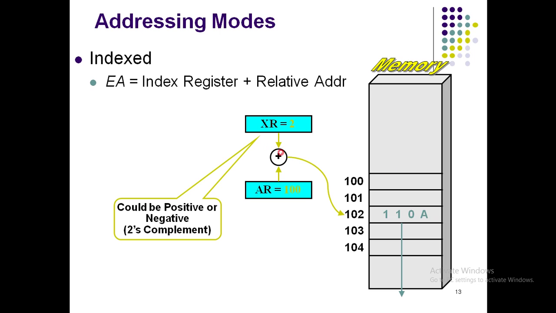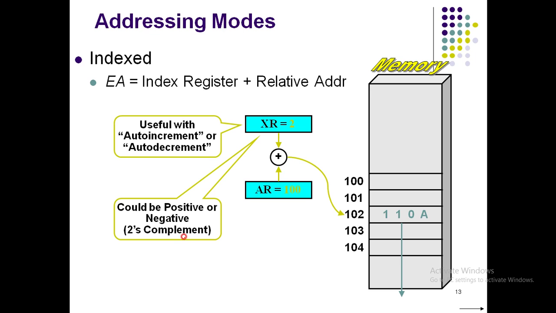Now whatever number you have here, XR, it could be negative or positive. That is, it could be a signed number or an unsigned number. I hope signed and unsigned numbers are clear, which has already been covered in your module number 1. Now this XR is very helpful in the upcoming classes. You will come across two important addressing modes, which are called auto increment and auto decrement.